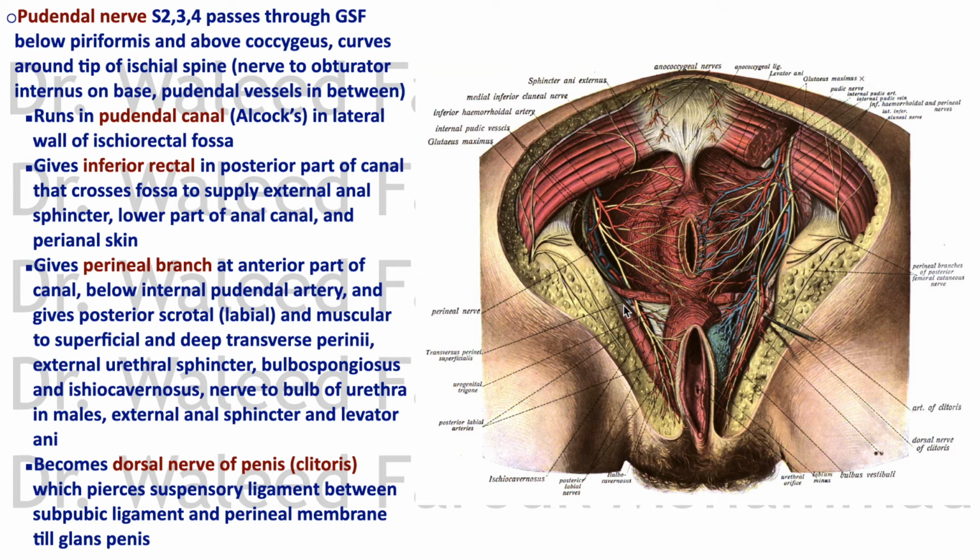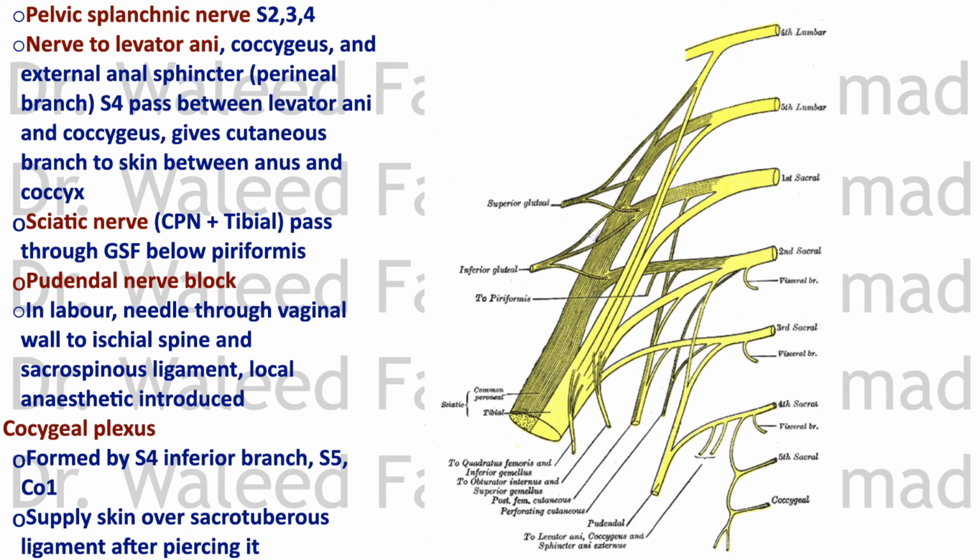It becomes the dorsal nerve of the penis, or clitoris in females, by passing between the subpubic ligament and the perineal membrane, and becomes dorsal on the penis to supply the skin distally to the glans penis. And the same applies to the clitoris. This is the pudendal nerve.